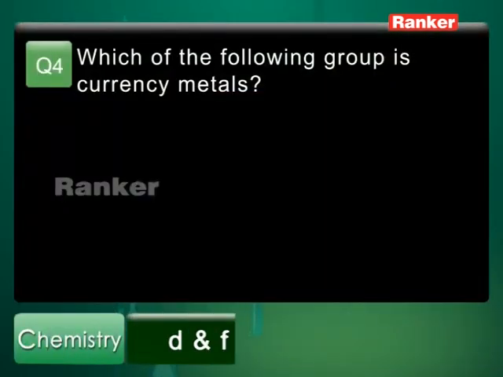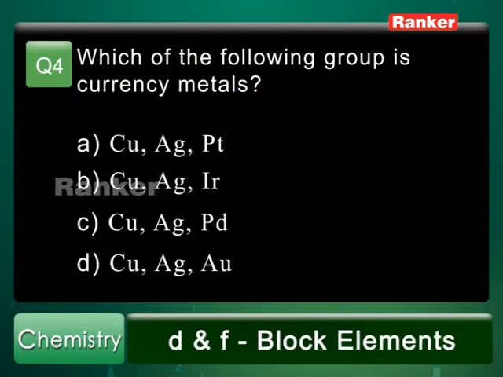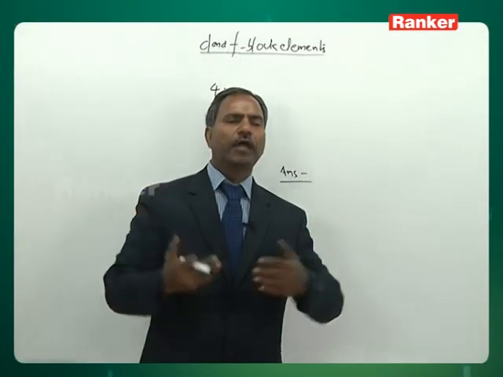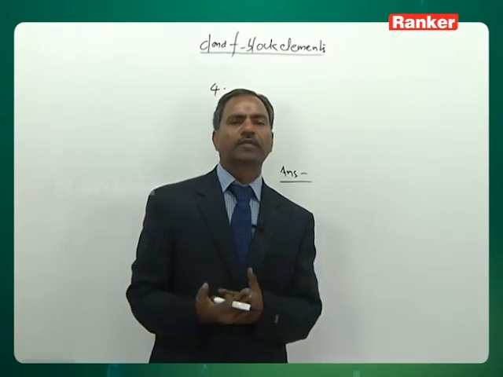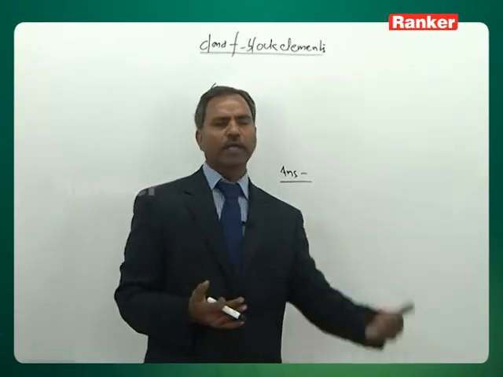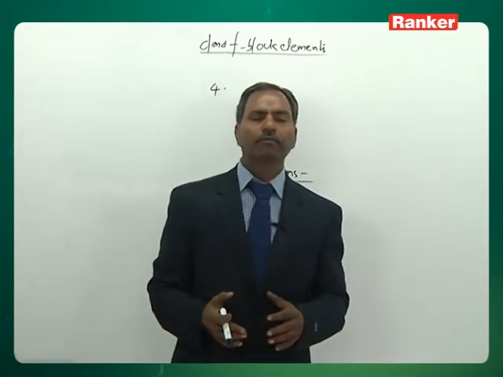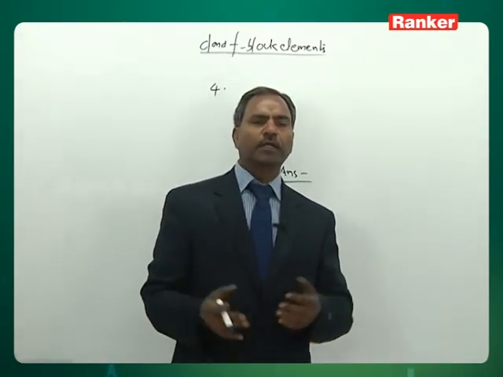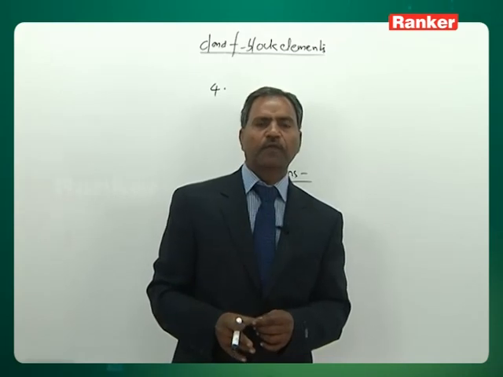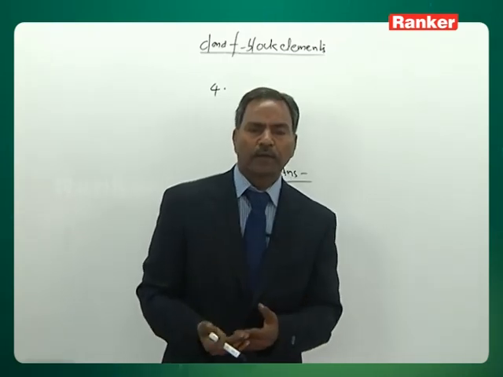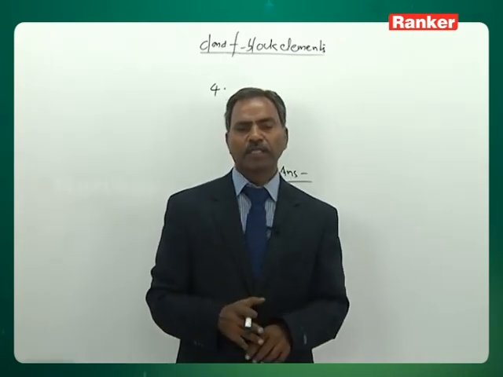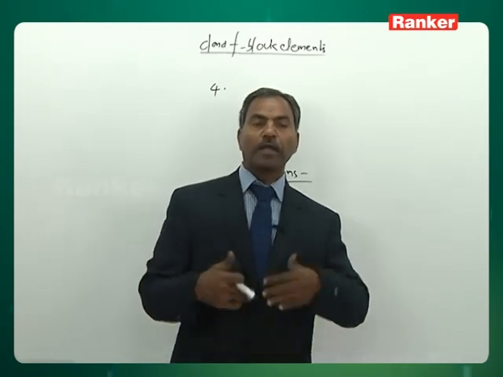Which of the following groups is currency metals? You might know this. Among d-block elements, Cu, Ag, Au are generally used in the manufacture of different types of coins. In olden days also, these three metals were much involved in the preparation of coins. Therefore, these metals are commonly known as currency metals or coinage metals.